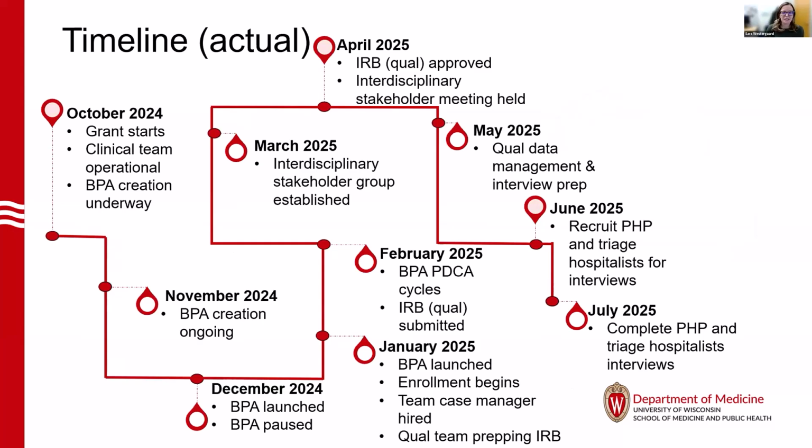So I'll hopefully speed through some of this. There was a lot of back and forth in the development of our IRB. The IRB that I initially had approved was for patient enrollment. We were delaying the qualitative IRB until we could develop our research questions and interview guides for that. That happened in the spring of this year, and we ended up being able to recruit and complete interviews with the hospitalists in June and July of this year.